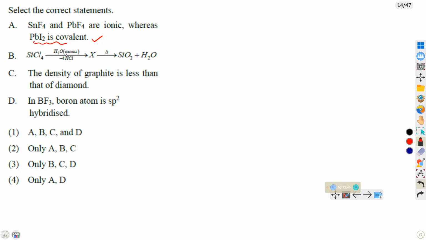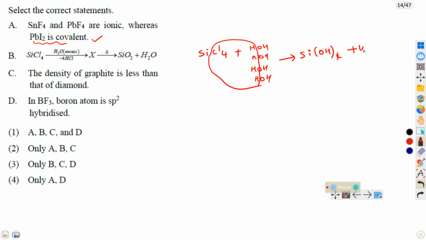SiCl4 reacts with excess H2O, gives X. X on heating gives SiO2 plus H2O. SiCl4 reacts with excess H2O: take 4 moles of water molecule HOH, remove 4 moles of HCl, then SiOH taken 4 times plus 4 moles of HCl. SiOH taken 4 times on heating gives SiO2 plus 2 moles of H2O. This statement is also correct.